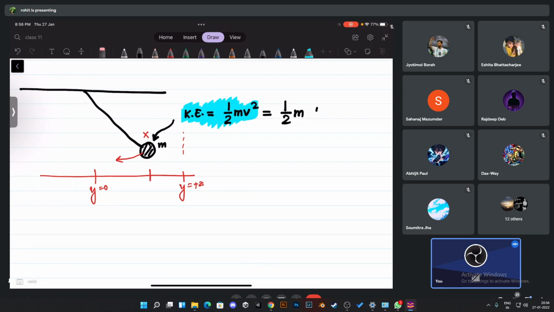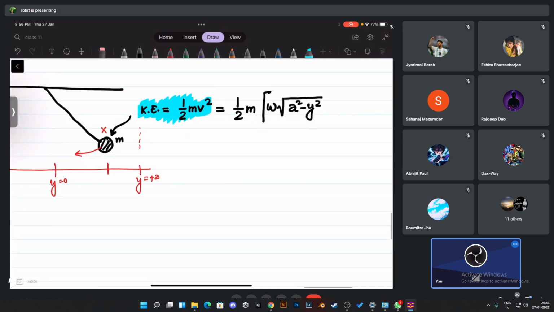Omega. Let me help you out. Omega root over a square minus y square. Do you remember this is the formula for velocity, right, guys? Okay, this is the formula for velocity. So if I square it, this will become velocity square. So what is the kinetic energy of this object at this position, guys? How much?